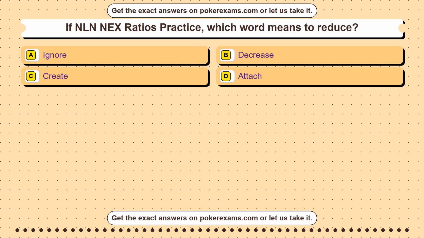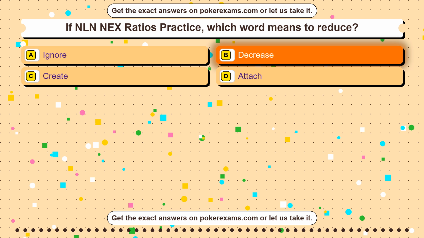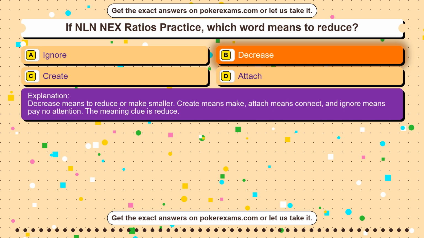Question 20. If NLN NEX Ratios Practice, which word means to reduce? Option A ignore. Option B decrease. Option C create. Option D attach. The correct answer is option B. Decrease. Decrease means to reduce or make smaller. Create means make, attach means connect, and ignore means pay no attention. The meaning clue is reduce.